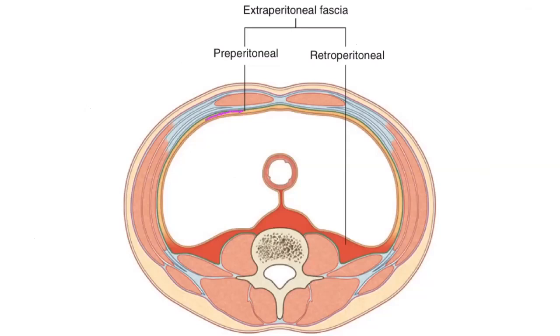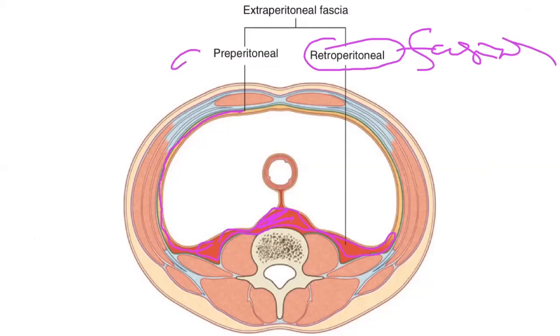You see, this is the yellow layer, right? And here it is represented as the red one. You see, the red one is very marked here, right? The fat is very excessive here. All of this is retroperitoneal fascia. This is preperitoneal fascia, right?